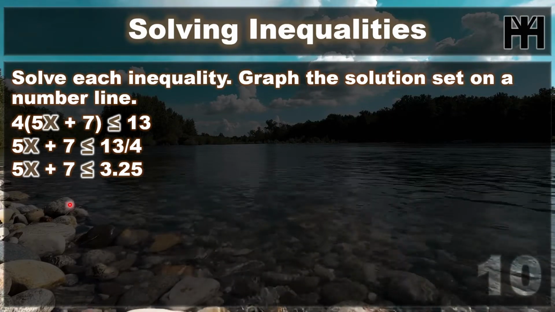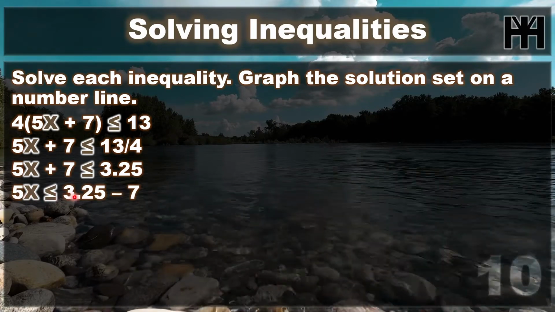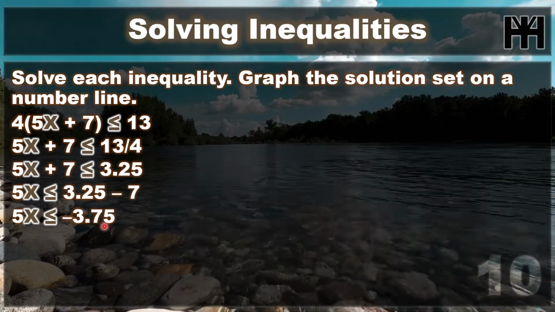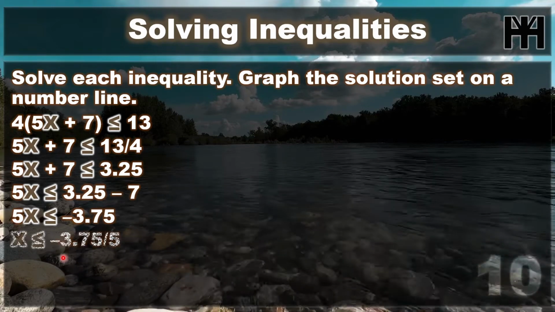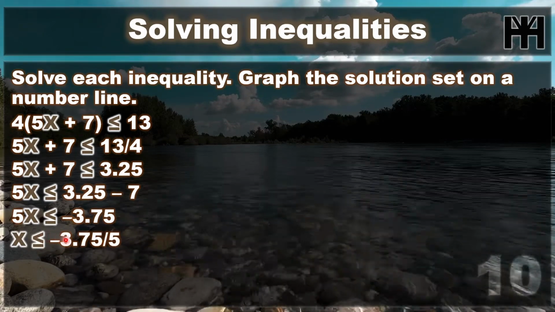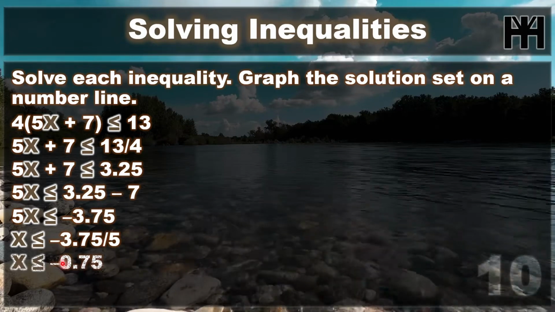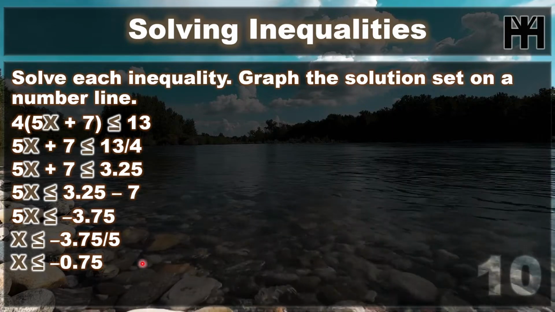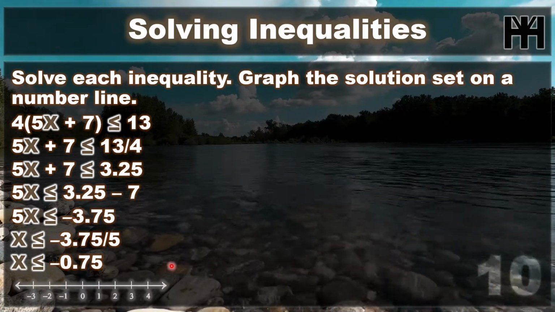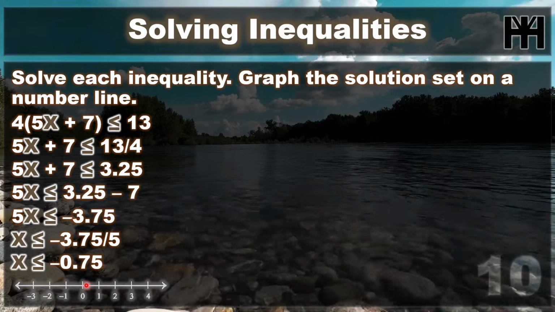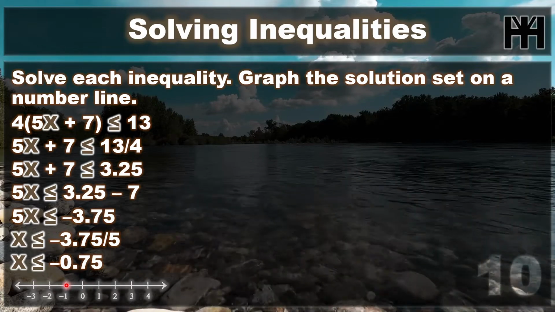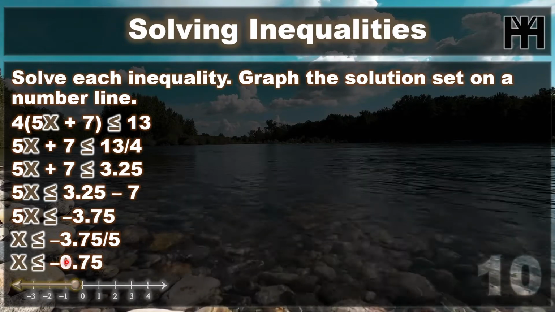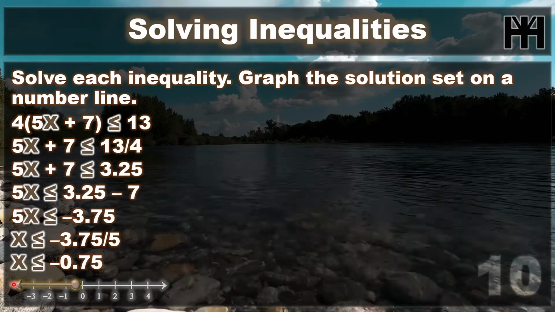Then we'll send the 7 to the other side. So it's 5x smaller than or equal 3.25 minus 7. It will be -3.75. Then send the 5 by divide to the other side, so it's x smaller than or equal negative 3.75 over 5. So x will be smaller than or equal negative 0.75. So let's represent that in the number line. It's between the 0 and the negative 1. So we'll write it here. And it's smaller than 0.75, so it will go to the left.